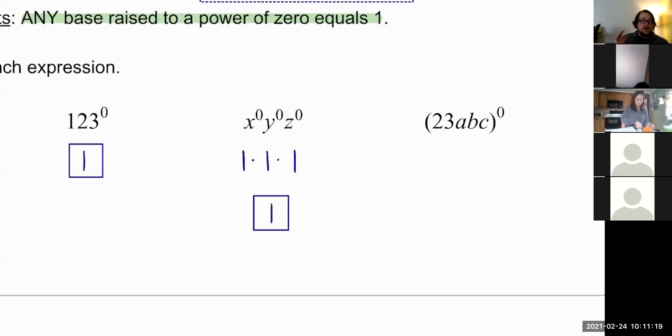Next one here, notice the parentheses, so that everything inside is being considered as the base. So 23abc raised to the power of 0 is 1.